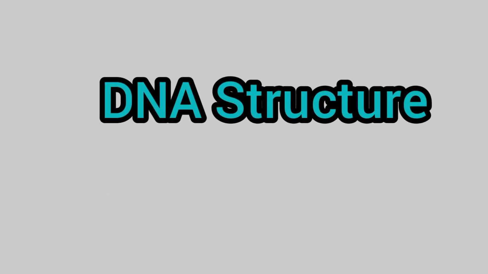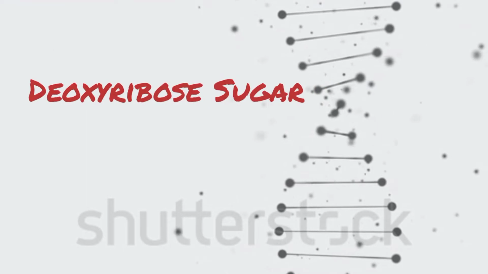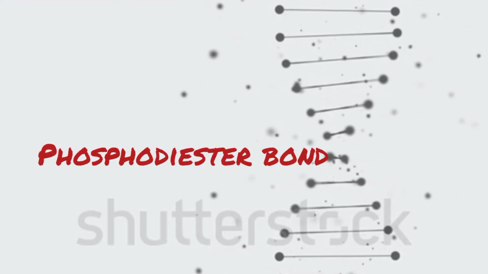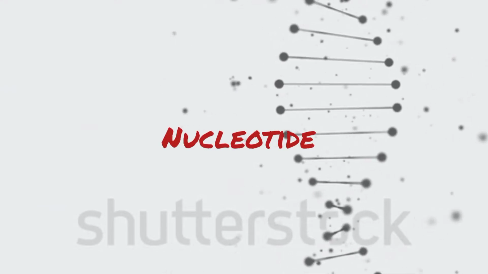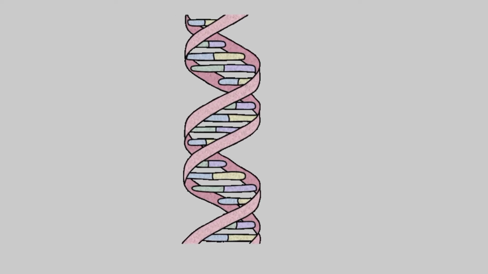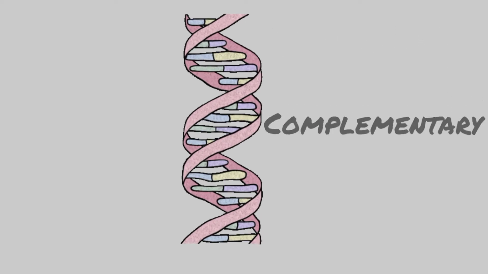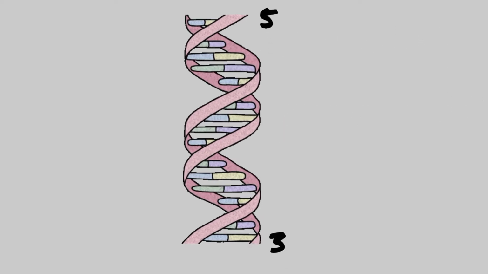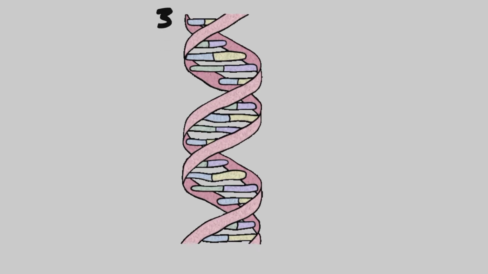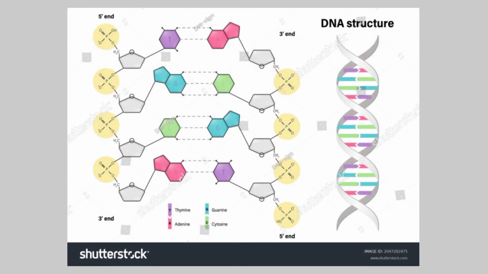Let's review what we talked about in the previous video about DNA structure. As we learned, DNA is made up of nitrogenous bases, deoxyribose sugar, and phosphodiester bonds. These components are bonded together to give us a nucleotide, and these nucleotides are bonded together to give us the DNA double strand. And they are antiparallel and complementary, where one strand starts from 5 to 3 and the other is a complement and starts from 3 to 5. 3 and 5 refer to the number of carbon atoms in deoxyribose sugar to which a phosphate group is bound.